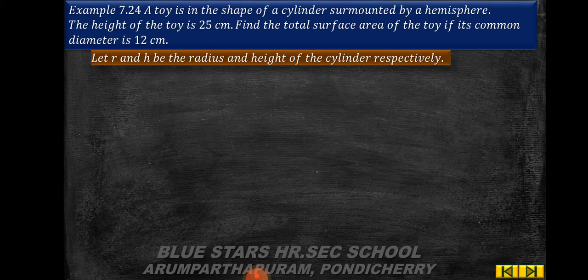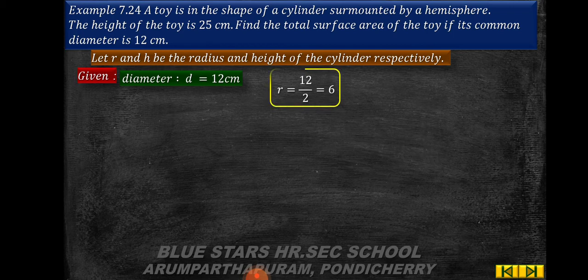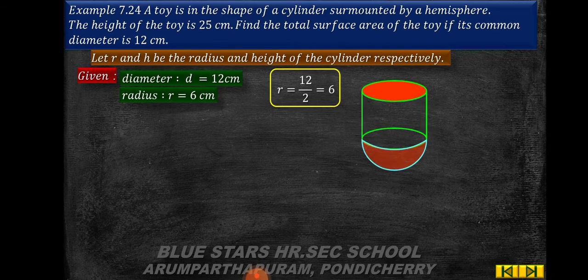Solution. Let R and H be the radius and height of the cylinder respectively. Given diameter D is equal to 12 cm. So R is equal to 12 by 2, which is equal to 6 cm. Then radius R is equal to 6 cm. This is the shape of the toy. A toy is in the shape of a cylinder surmounted by a hemisphere. For example, you can see the Tanjavur dancing toy. So radius R is equal to 6 cm.